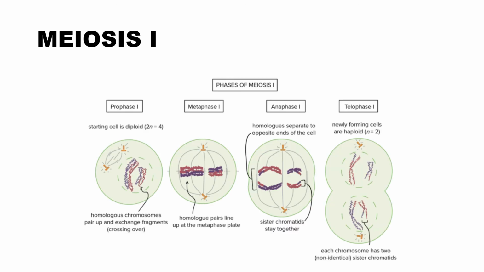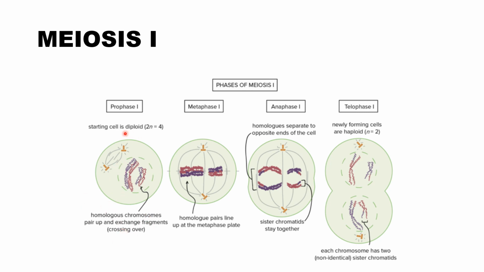So, yun yung mangyayari, and then ito yung mga phases ng meiosis 1. Katulad rin doon sa mitosis, pero may pagkakaiba lang. So, prophase 1, yung cell mo is diploid. Then, yung homologous chromosomes pair up and exchange fragments. So, yun yung magaganap. Sa prophase 1, may crossing over na magaganap.